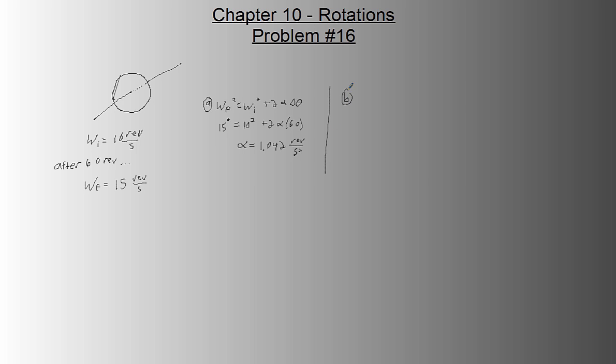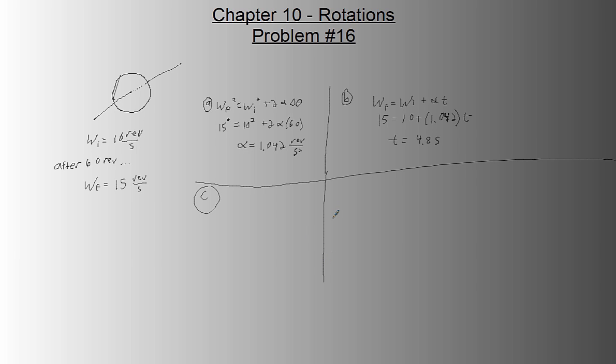Part B, it asks how long it takes to go from 10 to 15, or in other words, how long it takes to do these 60 revs. We could just use this kinematics equation, omega final equals omega initial plus alpha t. And we know this, and we know this, and we just solved for this, 1.042. This is slightly rounded, so you don't want to round if you're using WebAssign. Solve for t, and you get 4.8 seconds.